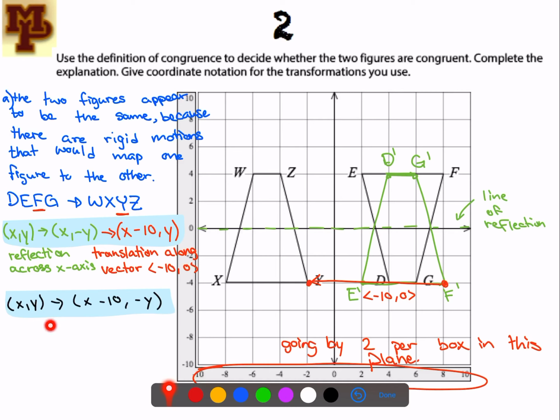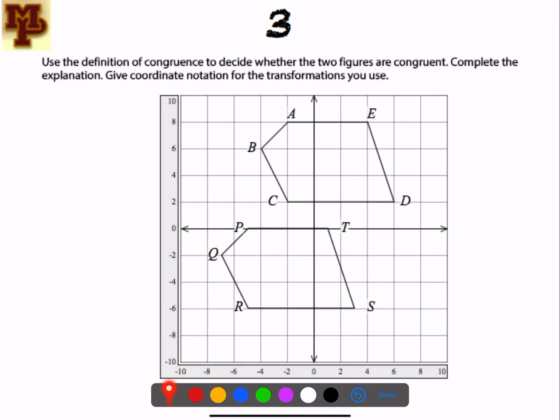All right, let's continue on. Next, number 3. Use the definition of congruence to decide whether the two figures are congruent. Then complete the explanation, give coordinate notation for the transformations you use. Go ahead and pause the video, try this one out, then we'll continue on together.